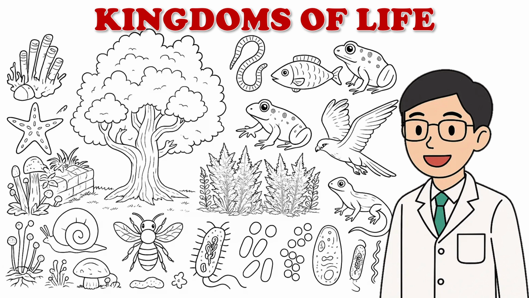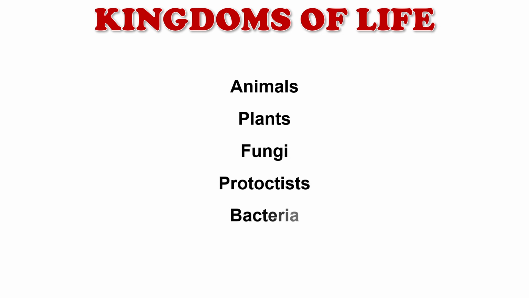In today's video, we're going to look at the key features and differences between 5 major kingdoms of life: animals, plants, fungi, protoctists, and bacteria. Almost all living things on Earth can be placed into one of these 5 kingdoms. This video will provide you a good overview of what each group is and how they differ from one another. Just focus on understanding what makes each group unique.